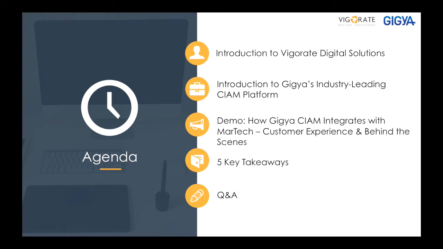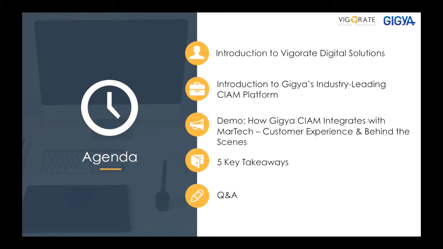Now the agenda that we're going to be using today. First, we're going to review Vigorate Digital Solutions and provide a summary of our marketing operations and MarTech solutions offerings, and explain how our strategy to execution framework ties the two together. Next, we'll introduce you to Gigya, and Danielle will walk us through Customer Identity Access Management 101. We'll then touch upon how to best leverage Gigya to achieve the best in one-to-one email marketing.